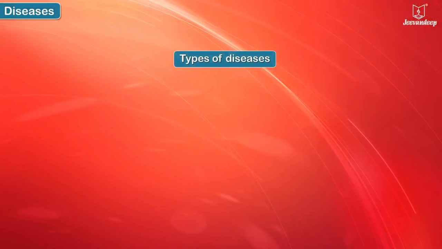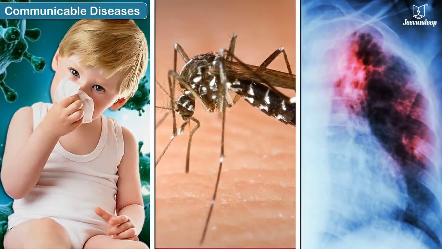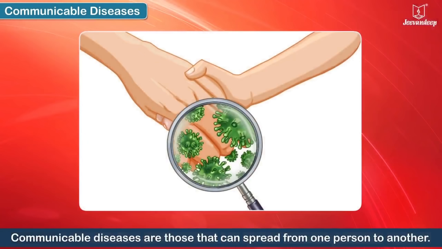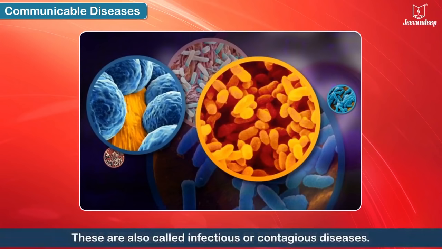Types of diseases. Diseases can be classified as communicable diseases and non-communicable diseases. Communicable diseases. Communicable diseases are those that can spread from one person to another. Most of these diseases are caused by certain types of pathogens or germs. These are also called infectious or contagious diseases.